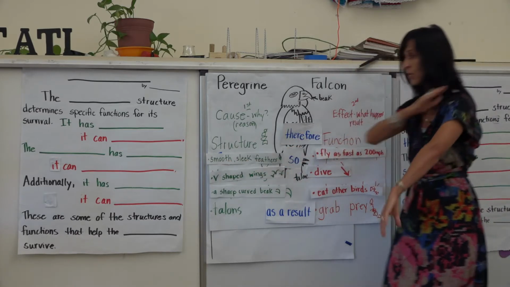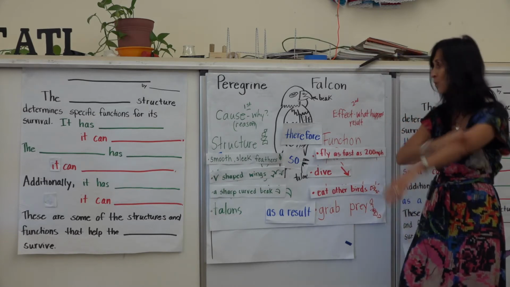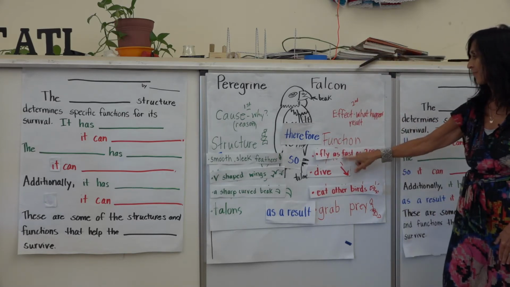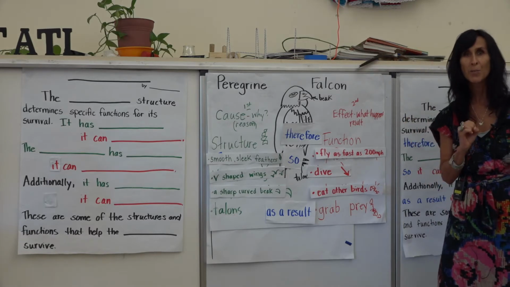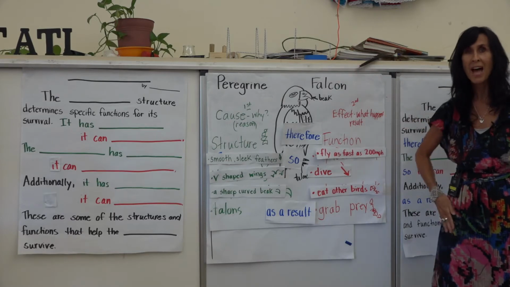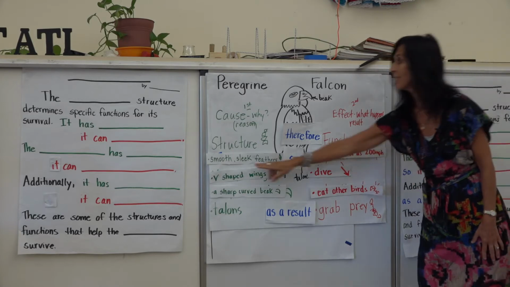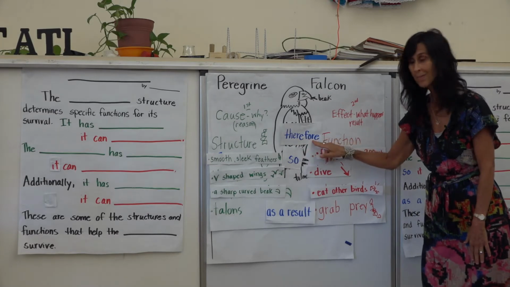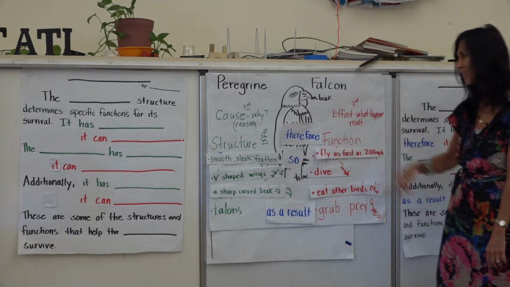It has smooth, sleek feathers. What does it have? It has smooth, sleek feathers. Therefore, it can fly as fast as 200 miles per hour. Say it with me. Therefore, it can fly as fast as 200 miles per hour. You practice. Tell your family. It has. Thanks for saying that sentence to your family.